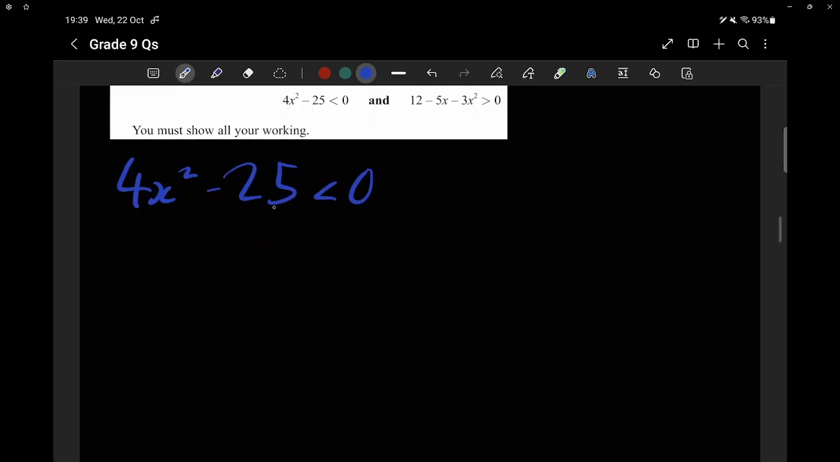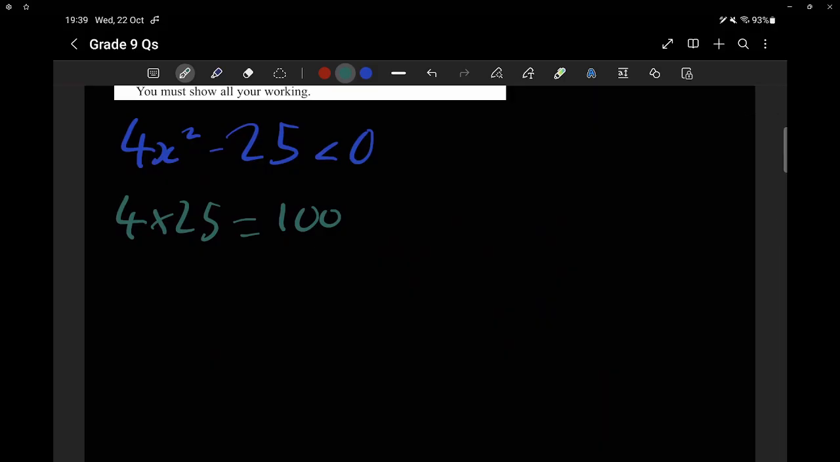And then we want 4 times 25 is 100. So we want 2 numbers that multiply together to make 100 and add together to make 0, because we have a 0x there, right? Just because there isn't an x, it's 0 x's. So it's going to be 10 and negative 10, because it's a negative 25. So we're going to have 4x squared plus 10x minus 10x, because 10x subtract 10x is 0x, minus 25, is less than 0.